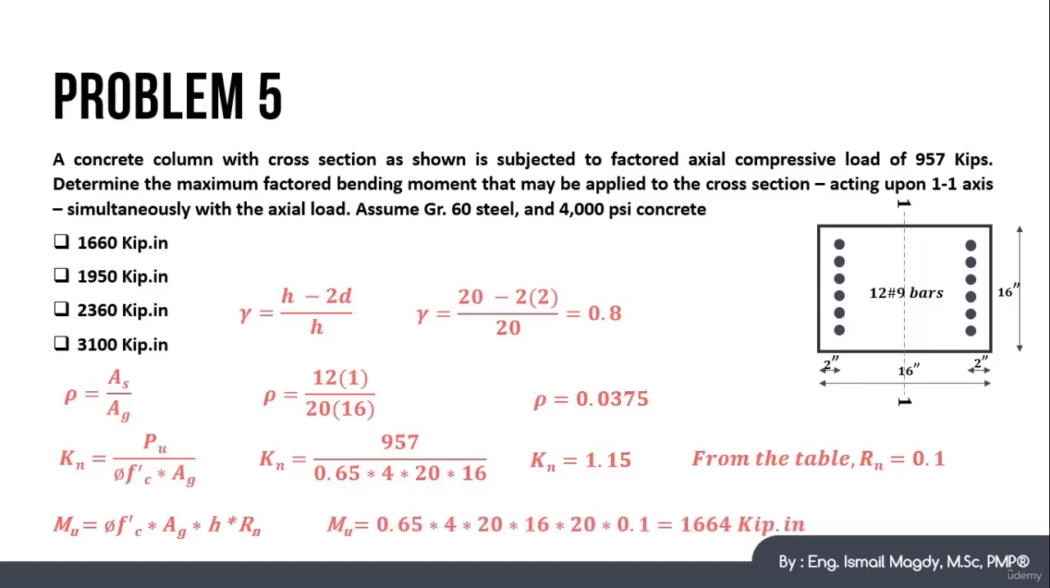So the M ultimate equals 0.65 multiplied by 4, which is the Fc prime, multiplied by 20 multiplied by 16, which is the area gross, multiplied by 20 again, which is h, all multiplied by 0.1, which is the Rn. This means that the M ultimate equals 1664 kip inches. So the answer is the first option, which is 1660 kip inch.